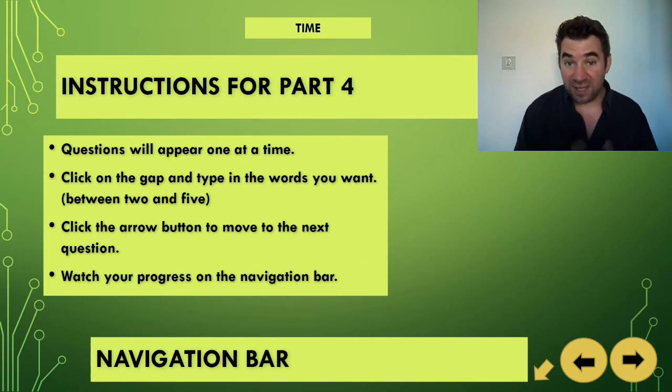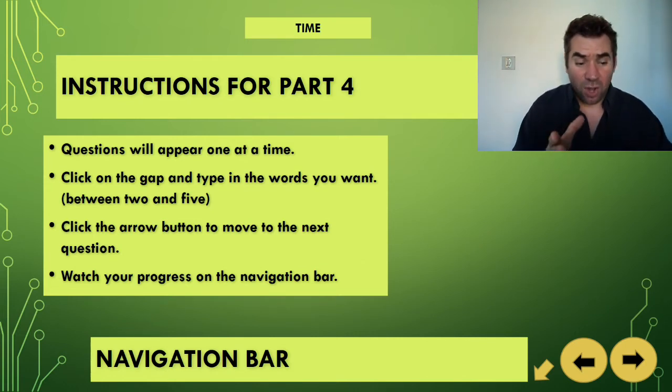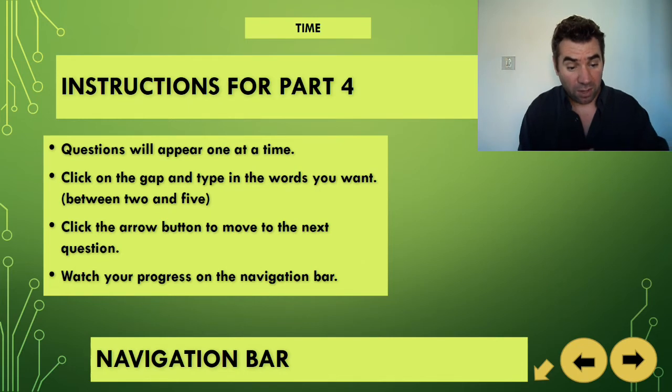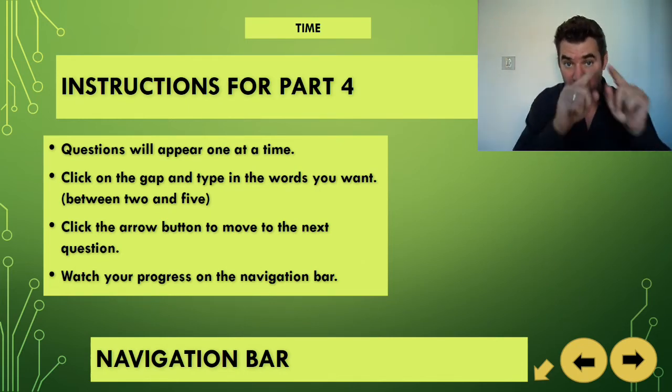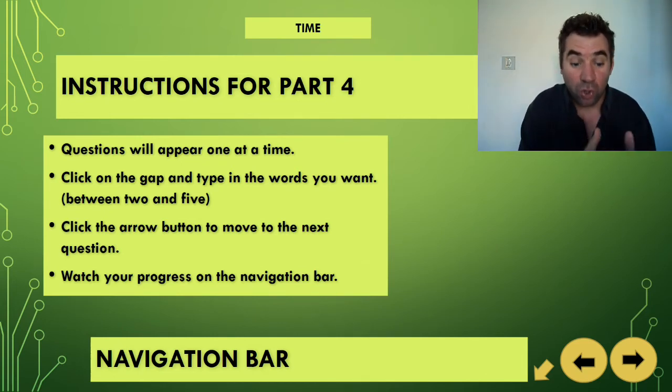Part four, this is where you have the sentence transformation, and what you're going to have here is the sentences, or the questions I should say, are going to appear here one at a time. Yeah, so you'll have your sentence, you'll have your word and a gap, and you just click on it and type between 2 and 5 words. And if you're happy with that, you can click forward and then you'll go on to the next question.